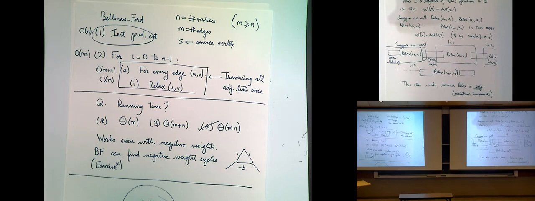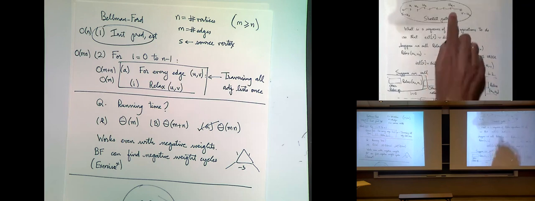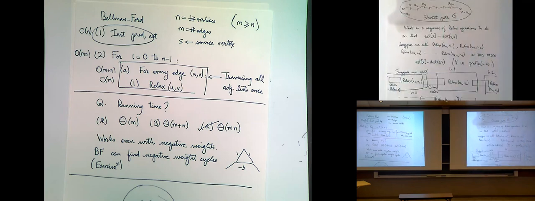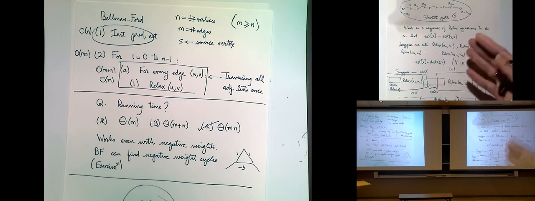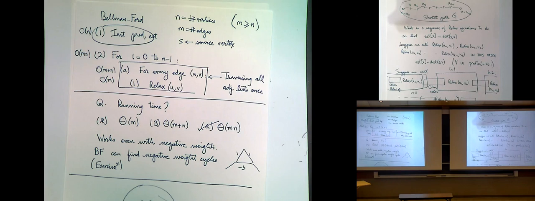You don't even have to go up to n, but you don't know what k is, right? Maybe the shortest path actually goes n edges, and that's why you need that many iterations. Technically, I think it's n minus 1. But anyway. Okay, is that clear?